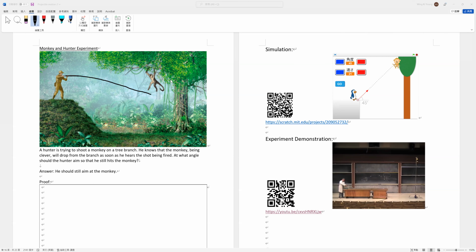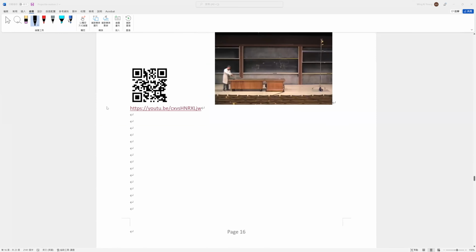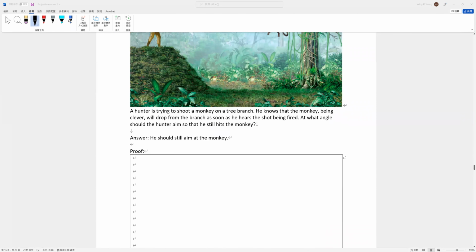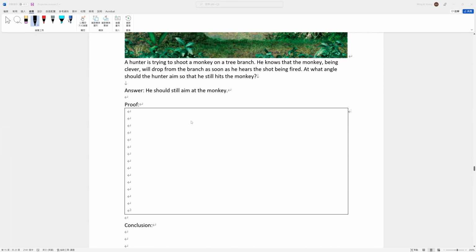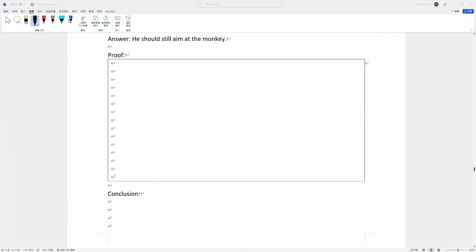Now we are going to analyze this motion by using vectors. This is the easiest way to understand why he can hit the monkey. Now I start with the formula s equals ut plus half at squared. So this is the bullet. Initially, the u is pointing towards the monkey.